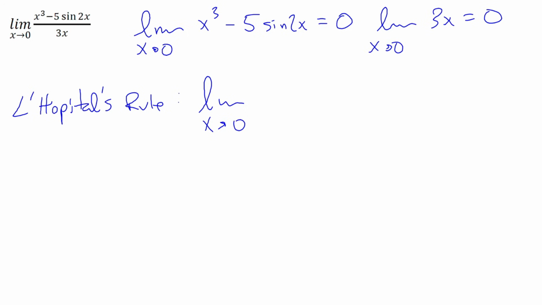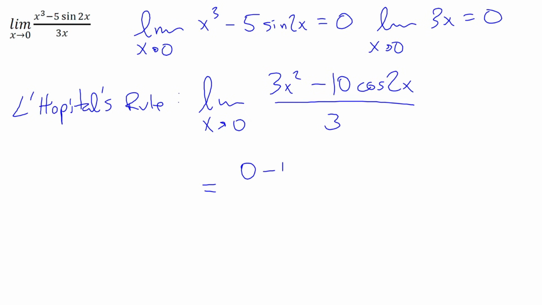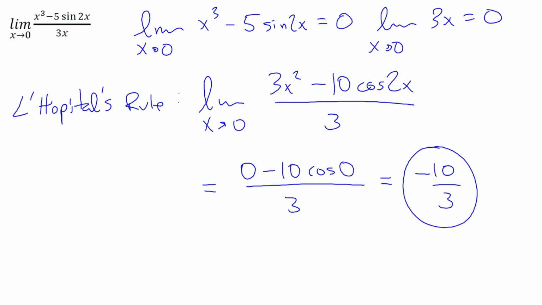The derivative of x cubed is 3x squared. And using the chain rule, the derivative of 5 sine 2x should be a 10 cosine 2x. So, and we have the negative in front of it already. And so then we will just divide that by 3. Now we can evaluate this when x is 0. 3x squared would be 0. Minus 10 cosine 0 all over 3. Well, the cosine of 0 is 1. So this is negative 10 over 3.